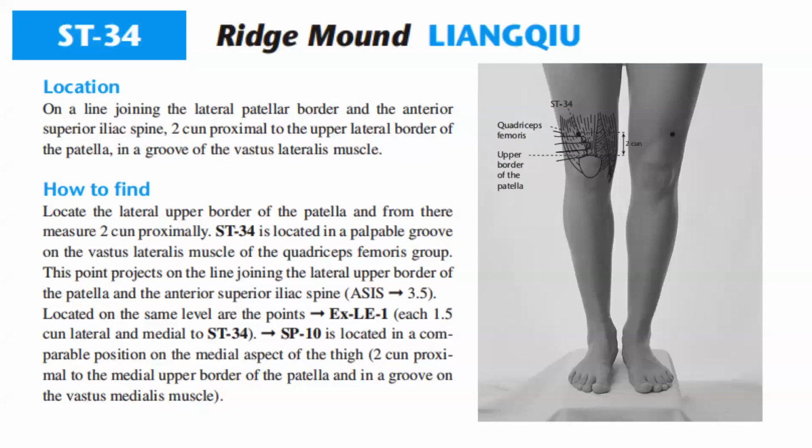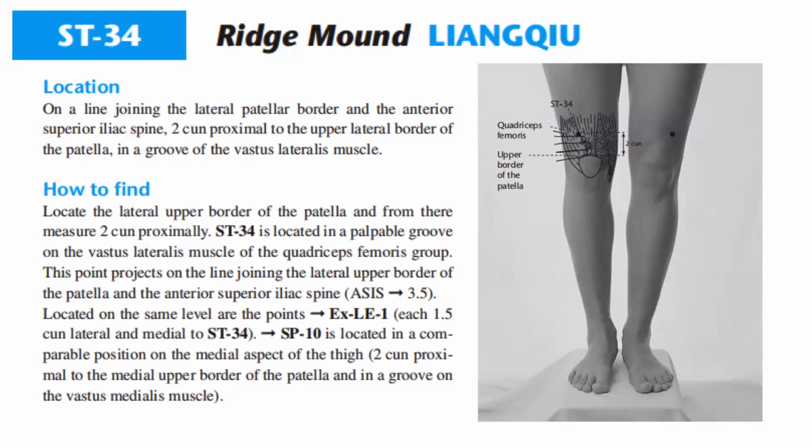How do we locate Stomach 34? First, we locate the upper border of the patella and from there measure 2 sun proximally. Stomach 34 is located in a palpable groove on the vastus lateralis muscle of the quadriceps femoris group. This point projects on the line joining the lateral upper border of the patella and the anterior superior iliac spine.